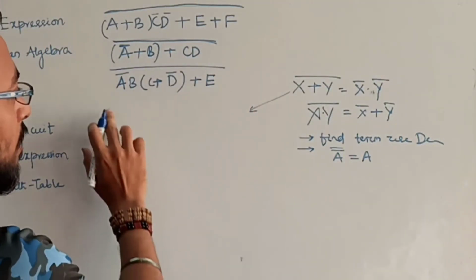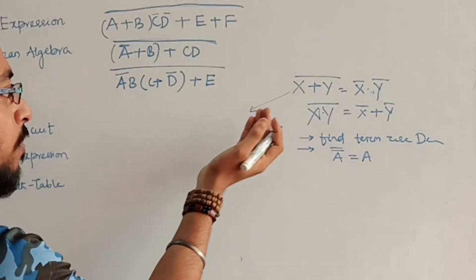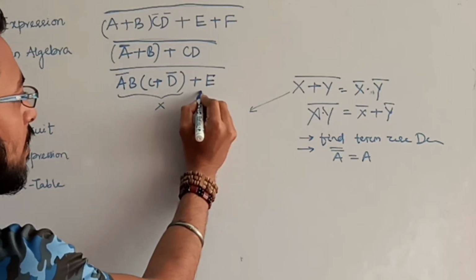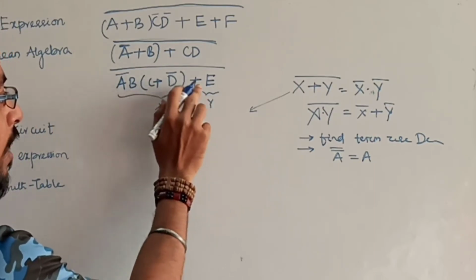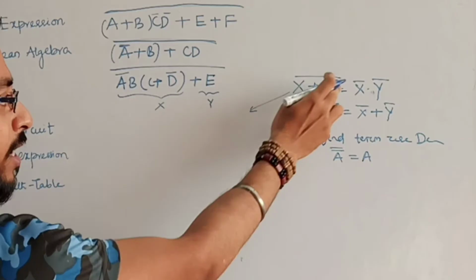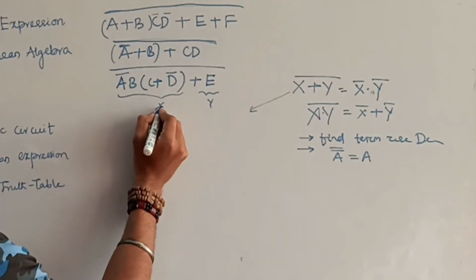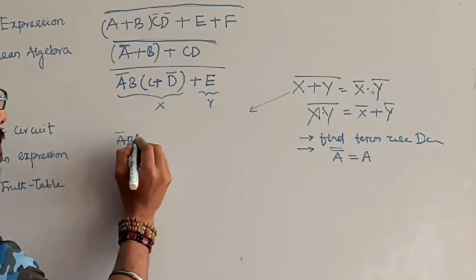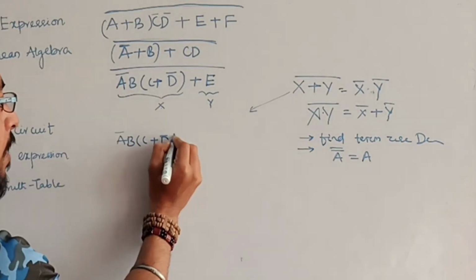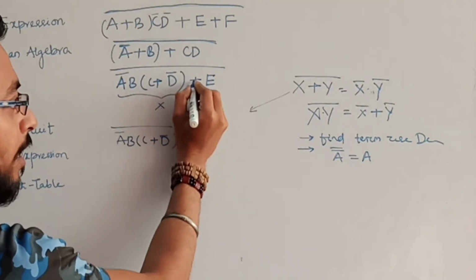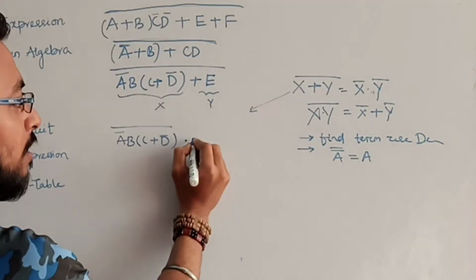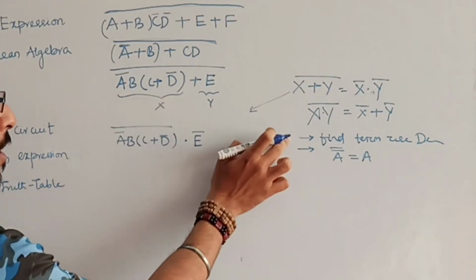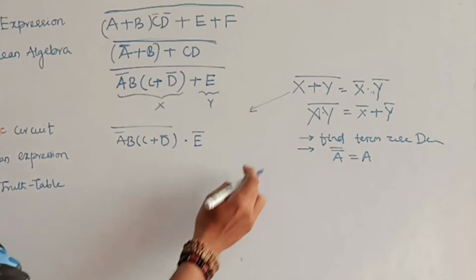Here a term is there. First you see in which format it looks like. You see, this looks like x, this looks like y. So x plus y whole bar is there. So I can apply this formula x bar dot y bar. And what is x? This whole term. So it is nothing but a bar b into c plus d bar whole bar. And plus will convert into dot. And y bar is nothing but e bar. Here I use this first rule, first step.